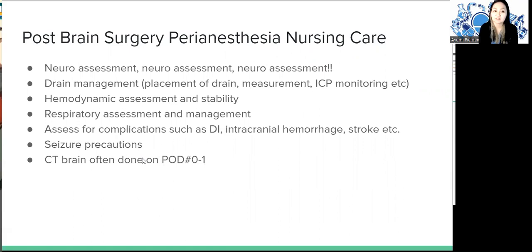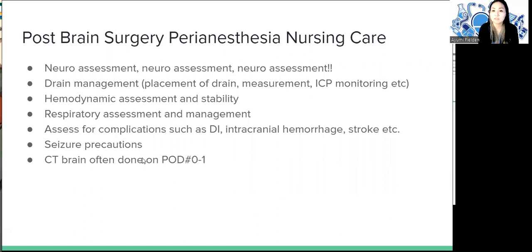So assess, assess, assess. Drain management. Some of the patients might have a ventriculostomy, or maybe they have a lumbar drain. So you need to make sure you know how to manage that. And what is the goal for ICP? Make sure you keep it below 20, right? And do interventions to reduce the ICP in the patient, and know what to do if the ICP is elevated.